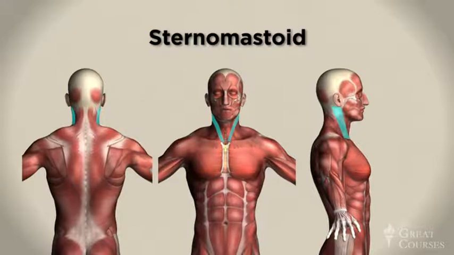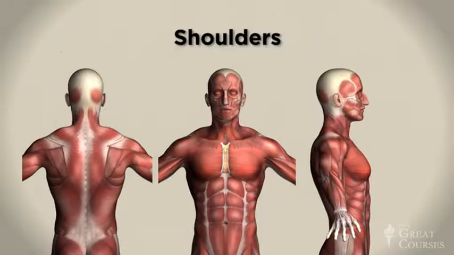The negative shape between the two sternomastoids creates the V shape we often see in the neck right above the sternum. This muscle allows the head to swivel right and left, move side to side, as well as up and down. Let's take a look at the shoulders.